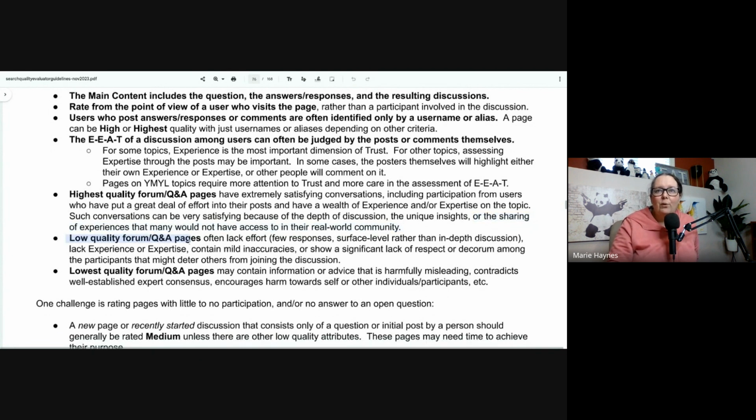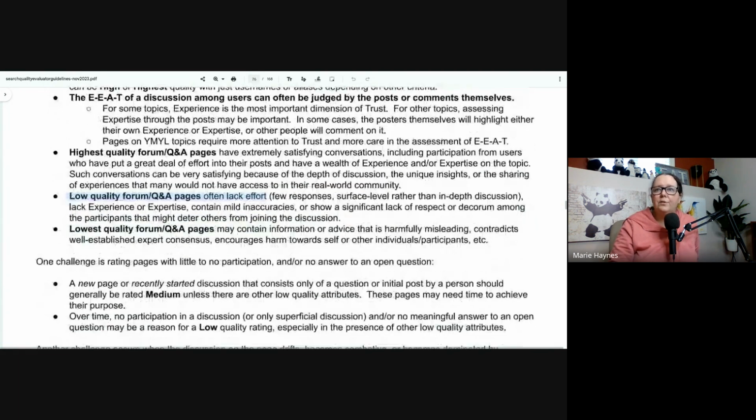Low quality forum and Q&A pages often lack effort, few responses, surface level, not in-depth, lack experience, expertise. Okay, lowest quality is harmful. If you have information, especially if you're writing on YMYL topics, if there's anything in your information that Google's really concerned about being harmful, then you need to watch, because there's a good chance that you're not going to be able to rank. This always brings up discussion.